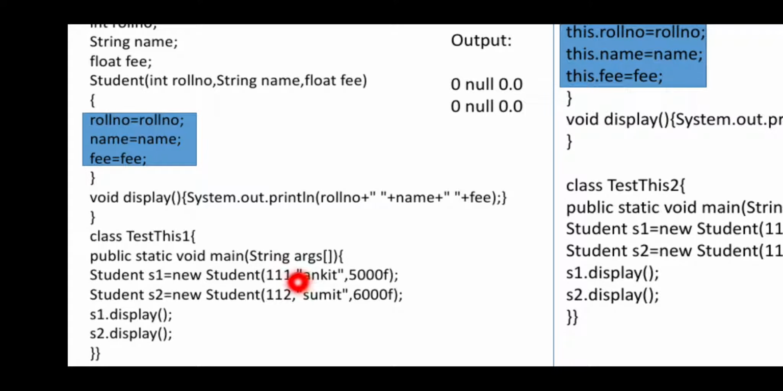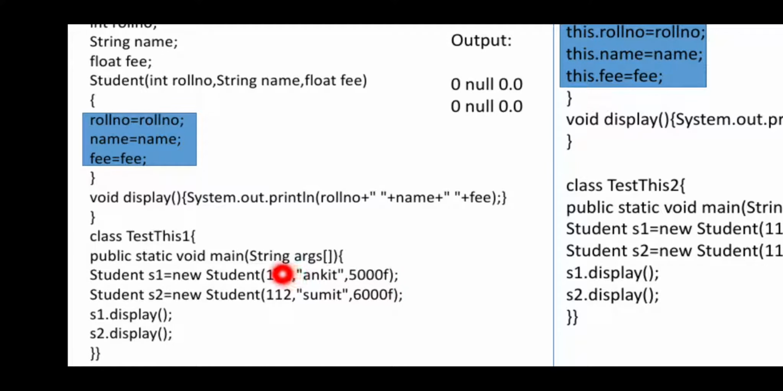Now 111, Ankit and 5000 F will be stored within the instance variables of your class code as a student. In the same way, you are going to call S1.display. S1.display should display the information of 111, Ankit as well as 5000 F, but it is going to display 0, null, 0.0, because you are not accessing with this operator here; you are accessing with different types of values.